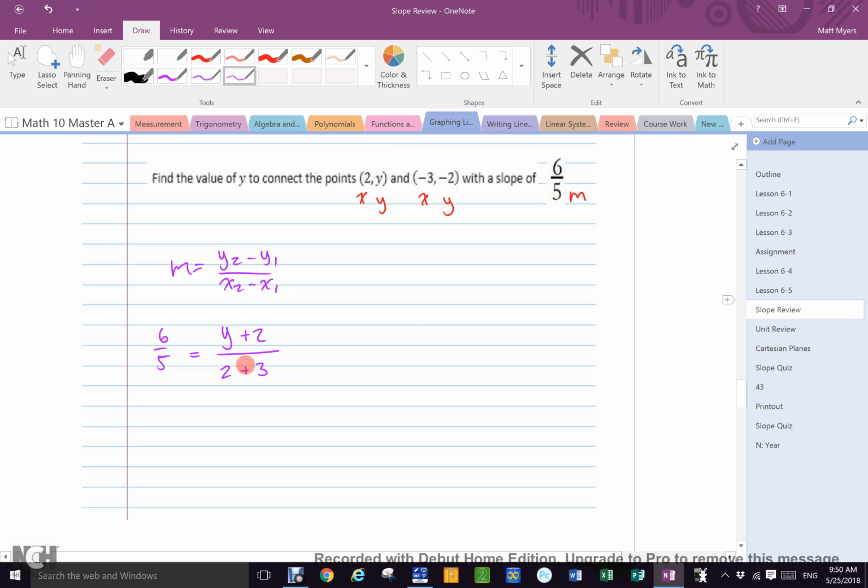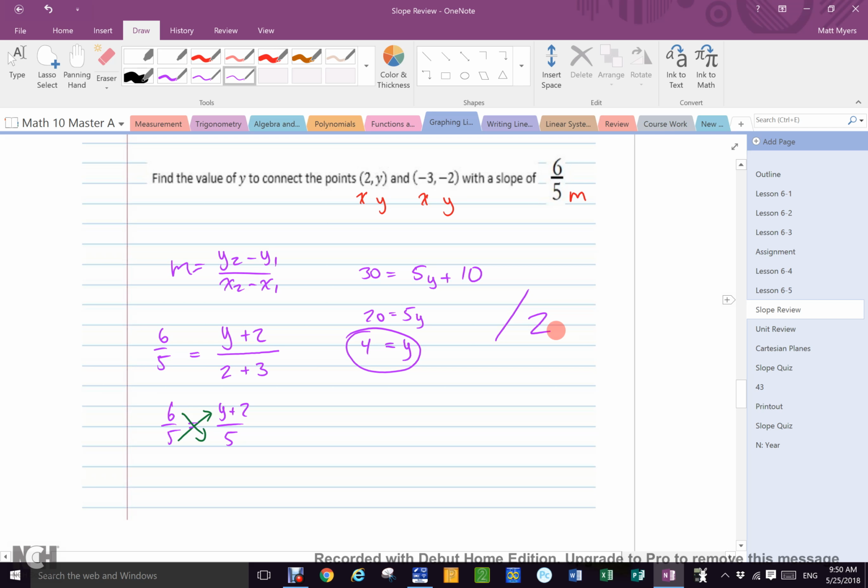Simplify that to 5. 6 over 5 equals y plus 2 over 5. What do you do every single time you have a fraction equals something? Cross multiply. 6 times 5 is what? 30 equals 5y plus 10. Solve it. 20 equals 5y. Y equals 4. All of that is worth 2 marks.